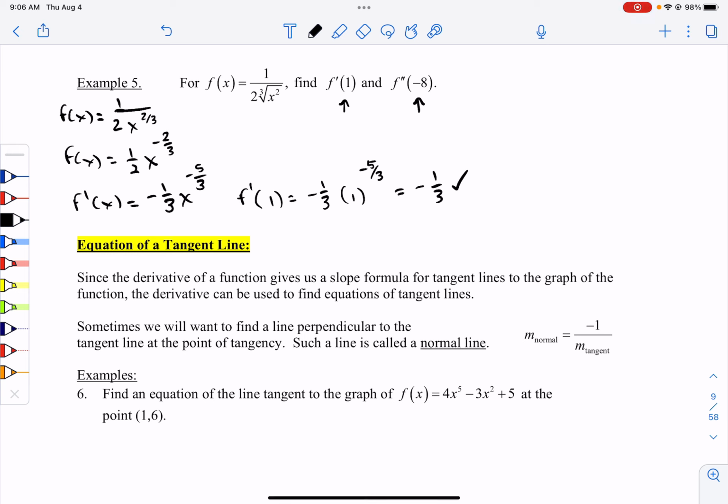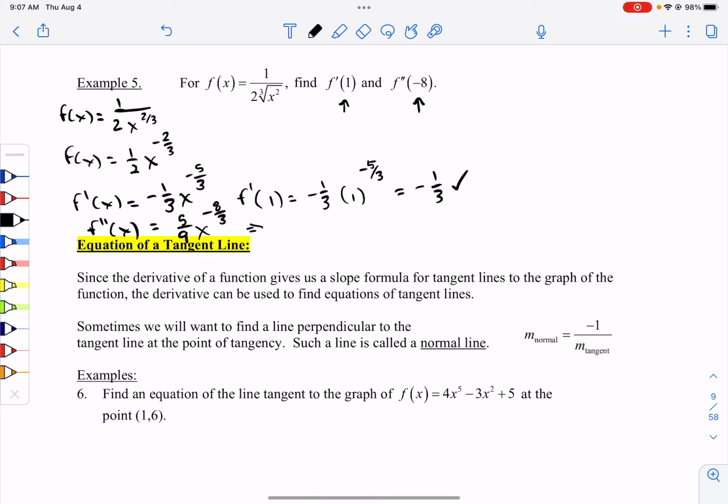Now we've got to do the second derivative. Now we've got to do f double prime of x. So I'm going to take the derivative of the derivative. So that negative 5/3 is going to get multiplied to the front. So negative 5/3 times negative 1/3 is a positive 5/9. And I apologize, I didn't space this very good. x, and then I have to minus 1. So negative 8/3. Yikes.